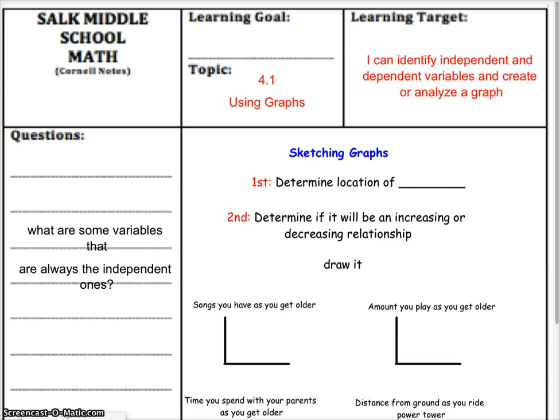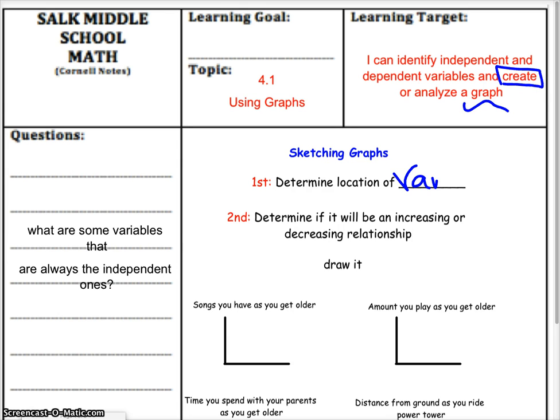Next, this is my favorite. This is creating graphs. So look again at your learning target. I can identify blah, blah, blah. We already did that. And create a graph. This is creating the graph. So box off create, underline graph. That's what we're doing right now. Creating. Love it.